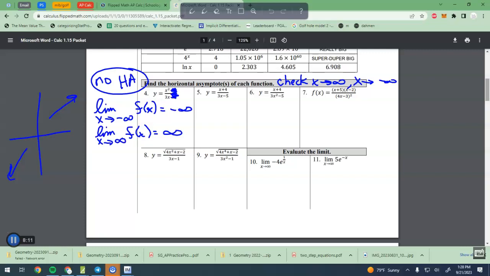Question number 4. Alright, 5. This is a tie. So I don't care about the +4 or the -5 because I only look at the biggest power in each spot, on the top and the bottom. These x's cancel, right? And I just get 1/3. So there's no x in there anymore. I cancel it out. So x can do whatever it wants. What's 1/3? 1/3. It doesn't change. So there's a horizontal asymptote at y equals 1/3. So that's the rule I set up there. If the highest power is tied, you take the coefficients. And the reason you're doing that is because the x's will go away. You just take what's left.